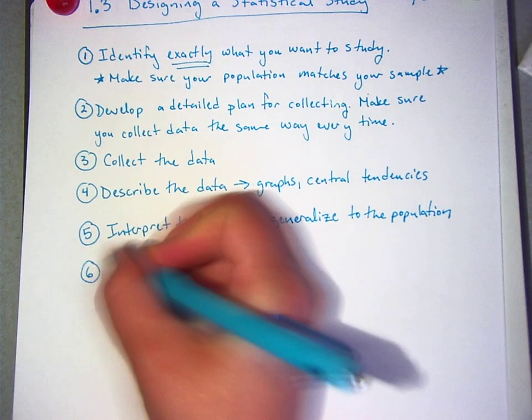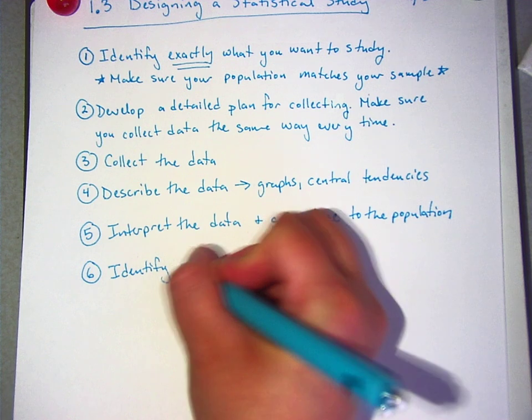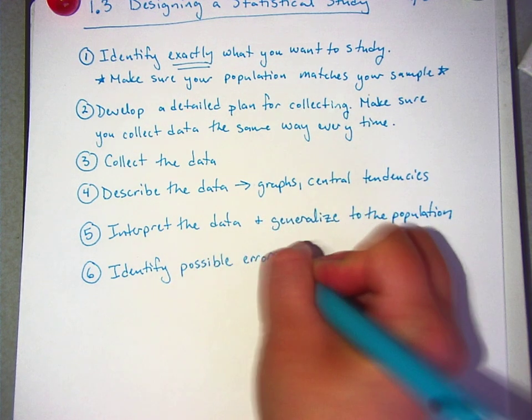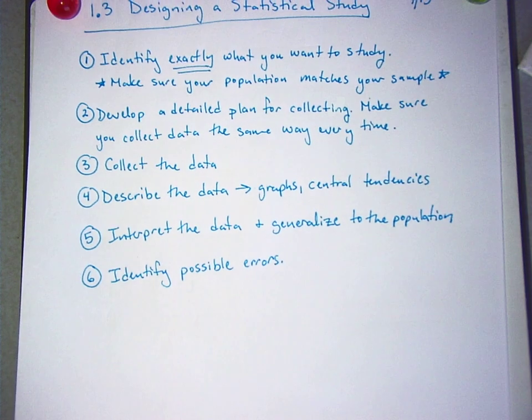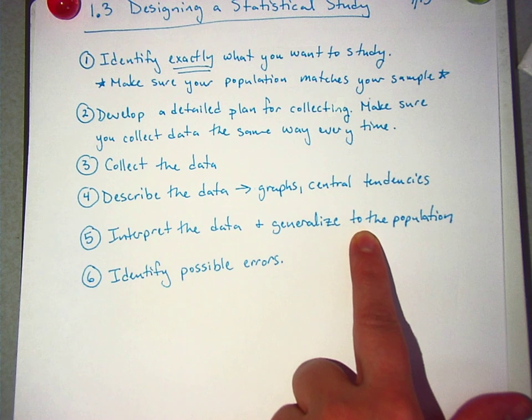And 6, the most important part of any study is to identify possible errors. It is far too common, and not in a negative way, in a positive way. It's very common that you do a statistical analysis or a study, and then you realize that your whole study's bogus, and that you asked the wrong question, or you asked it the wrong way, or you didn't get the right sample, and you have to start over. Because it is dangerous to generalize to the population when you know that your data's wrong.